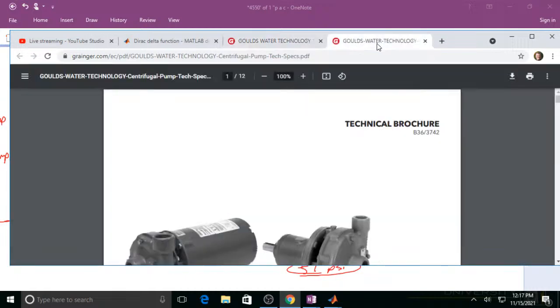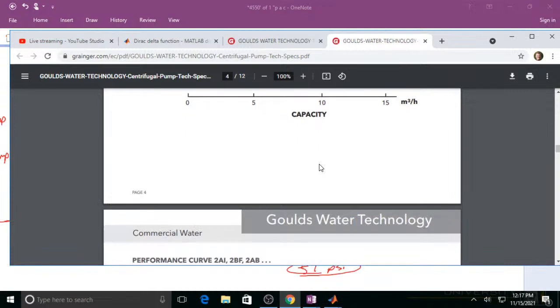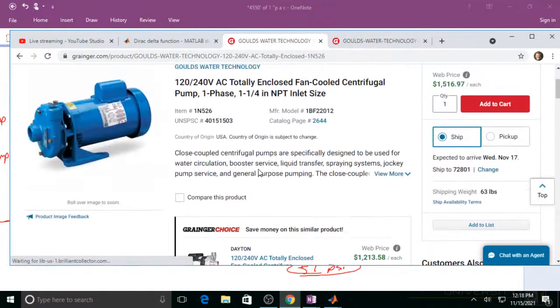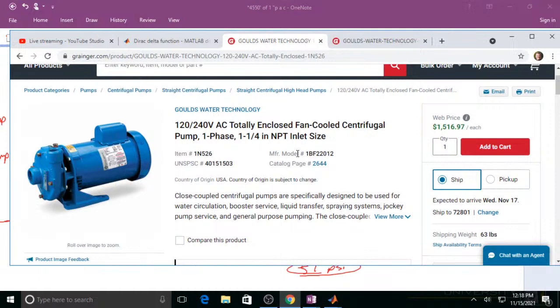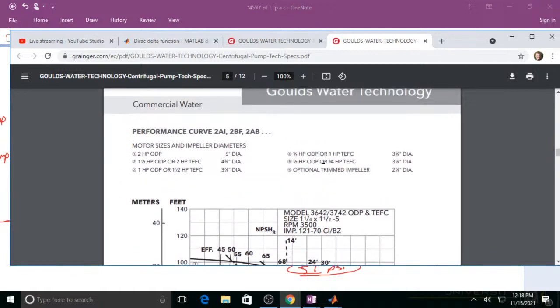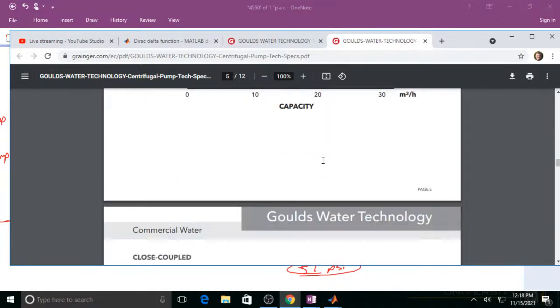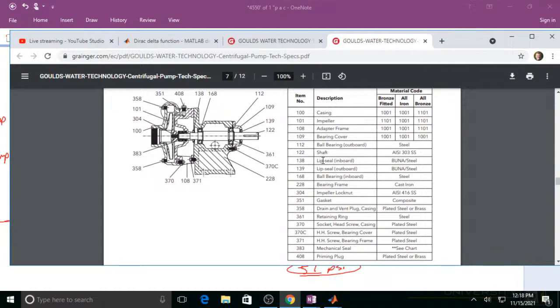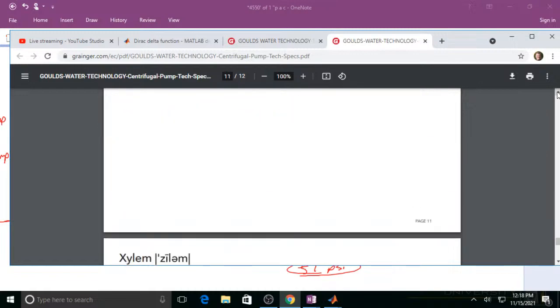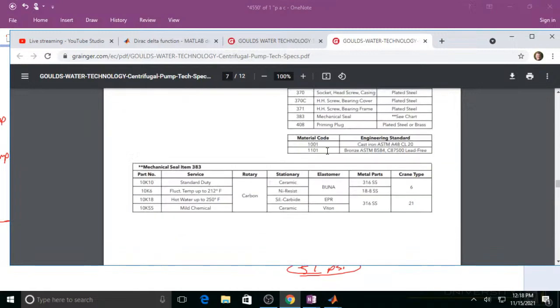Maybe that would be the one. Technical brochure. Okay, so is it this one? Now let's see. I don't know what model I'm looking at. Manufacturer's model number. Oh gosh. 1BF. Yeah, I don't know. Commercial water. It looks like I was pretty close to that first one. And since that's the only thing there, I'm going to go ahead and assume that's what it was.